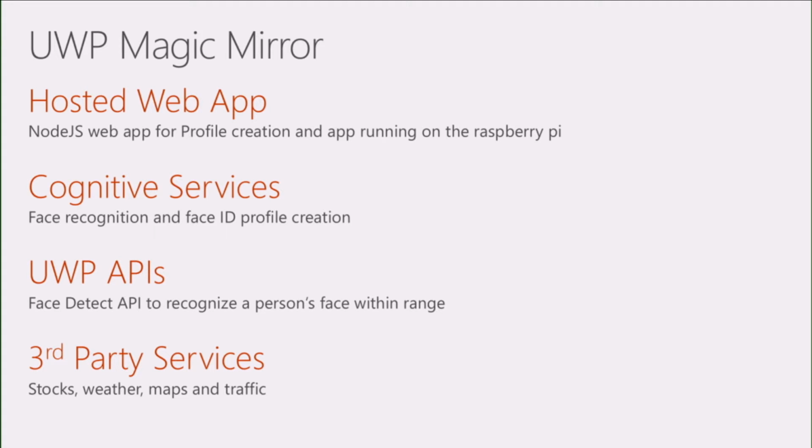It showed off cognitive services and how you can use these APIs on the web to create an experience. It showed off using UWP APIs. We used the face detect because we didn't want to ping or hit the cognitive services endpoint with too many requests. We wanted to make sure that the picture we took was pretty good. There was a face in range. We weren't just sending blank pictures or pictures with no faces in them to the cognitive services API.